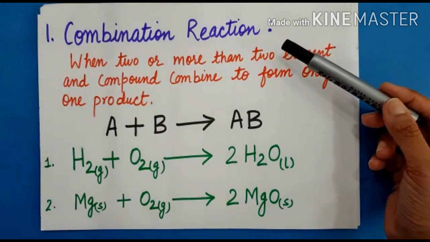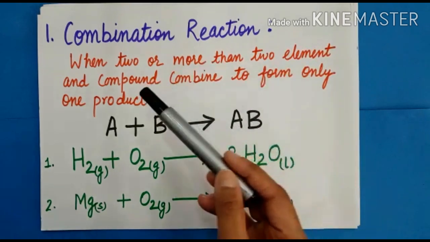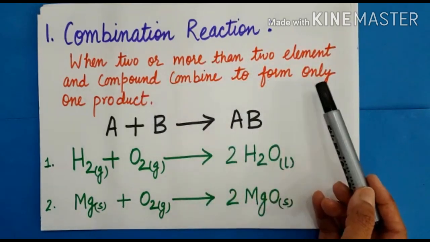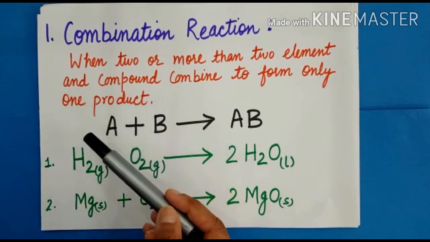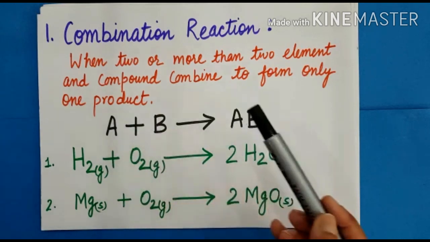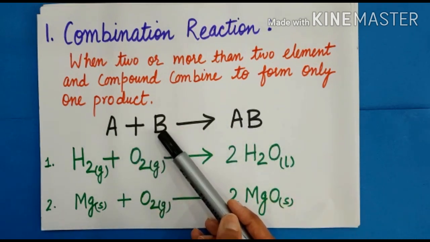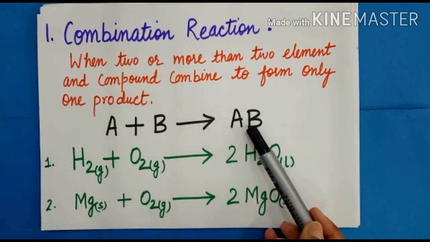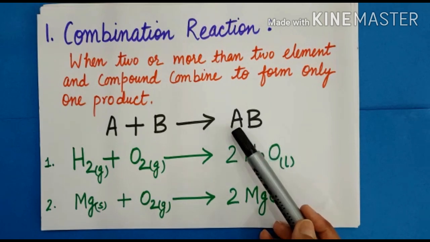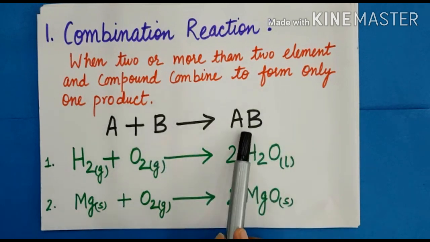Let's take combination reaction. So what is combination reaction? From the name itself it seems like combine. We need to combine 2 or more elements or compounds to form only one product. This is very important, that the reactants can be 1 or more than 2 and 3, but the product should be only 1. A plus B, let's have a general example, that A and B are the reactants and they combine together to form a single compound, that is AB. So as you can see, the reactants can be more than 2, but the product is only 1.